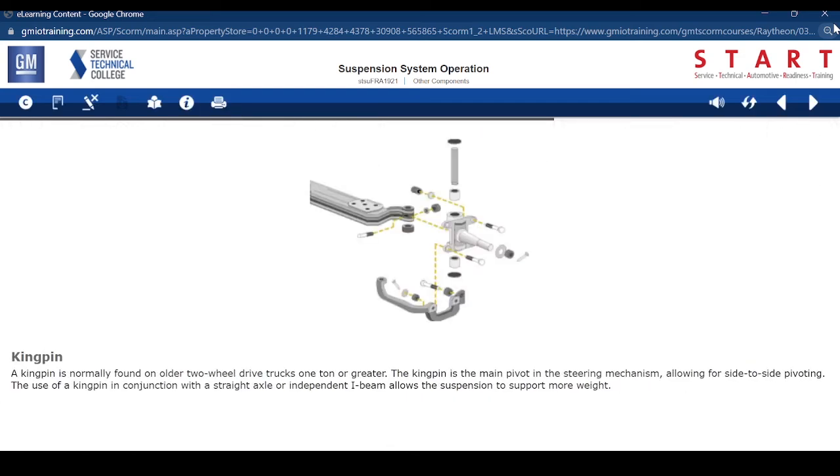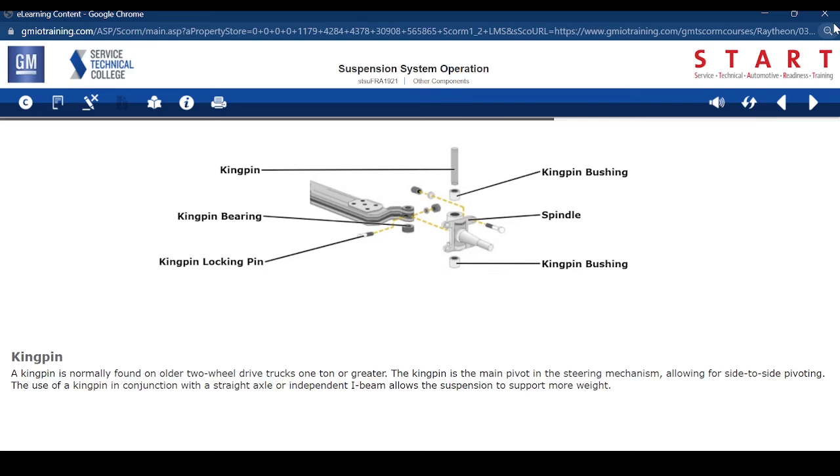A kingpin is normally found on older two-wheel drive trucks 1 ton or greater. The kingpin is the main pivot in the steering mechanism, allowing for side-to-side pivoting. The use of a kingpin in conjunction with a straight axle or independent I-beam allows the suspension to support more weight.